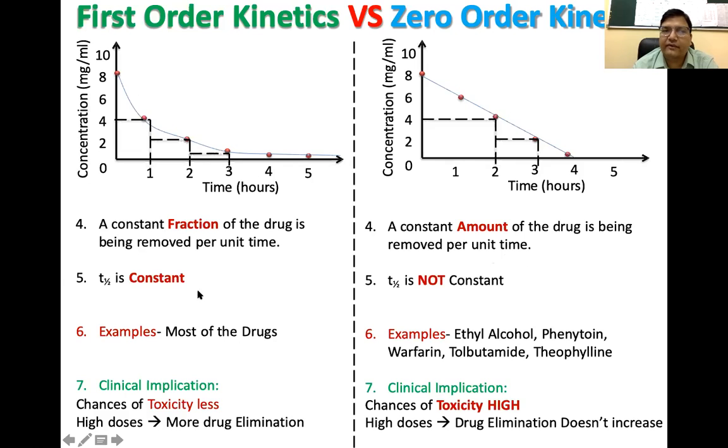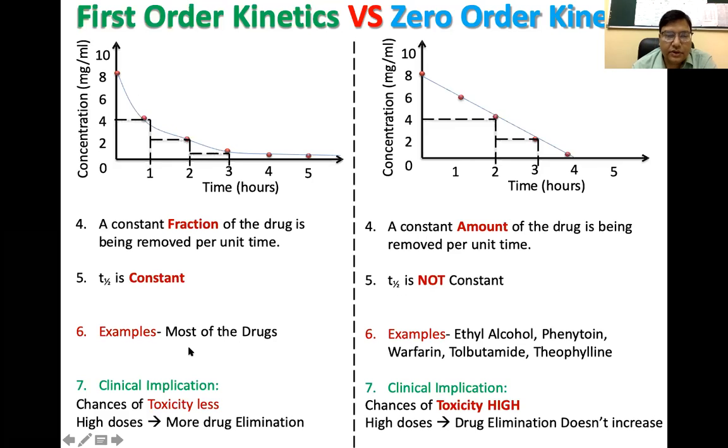So T half in first order kinetics is constant. That means a constant fraction is being removed, so that T half is constant. With each T half, a constant fraction is being removed. But in zero order kinetics, T half is not constant. What happens with the T half? The clearance is inversely proportional to T half, and the clearance here is saturated. So the clearance is decreasing, so T half will increase.